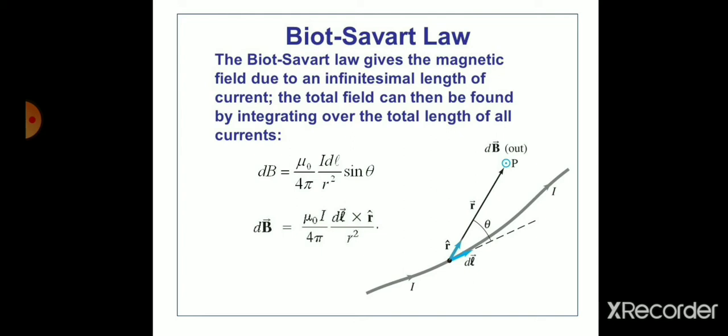Biot-Savart law. It gives the magnetic field due to an infinitesimal length of current, and the total field can be found by integrating it over the total length of all currents.